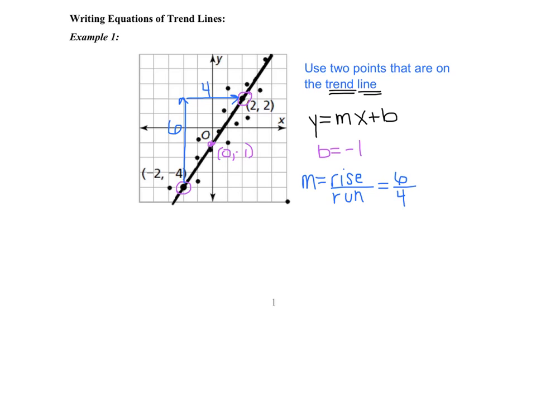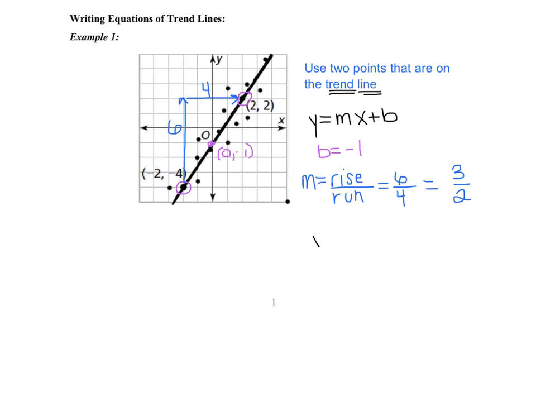And then ask yourself, is this a positive slope? Yes, it is. It's going uphill. It is a positive trend line. Lastly, can this be simplified? 6 over 4? It can. 2 goes into both of it. 2, 3 over 2.